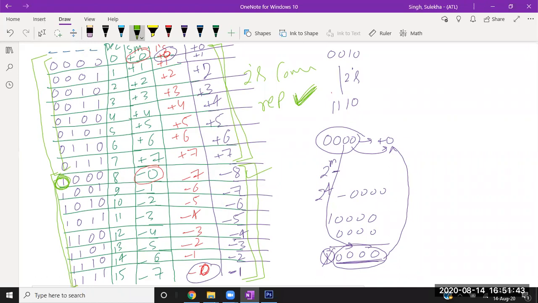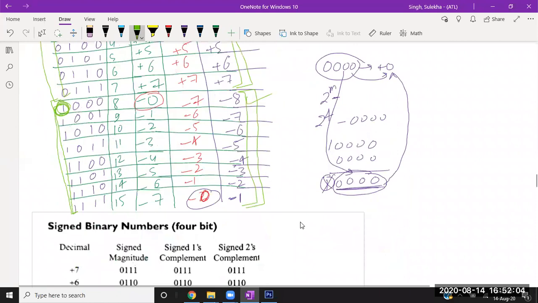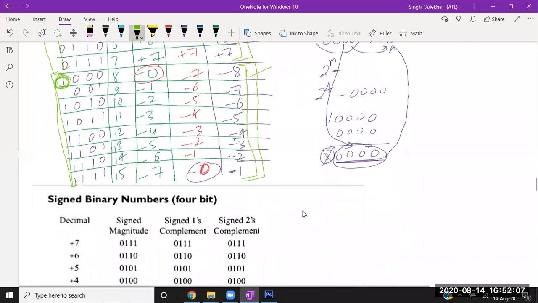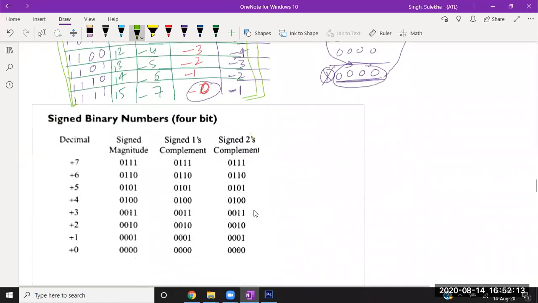Is that clear now? Okay, if it is clear, we will take some examples on the same thing, and we will go to the deeper side of signed representation in the next class.